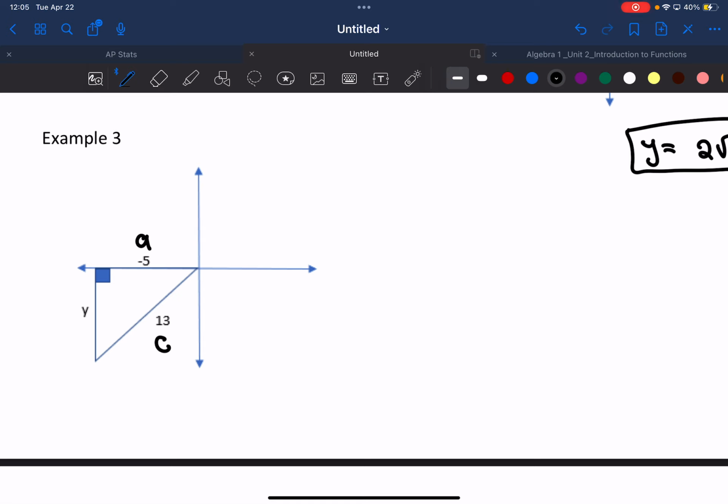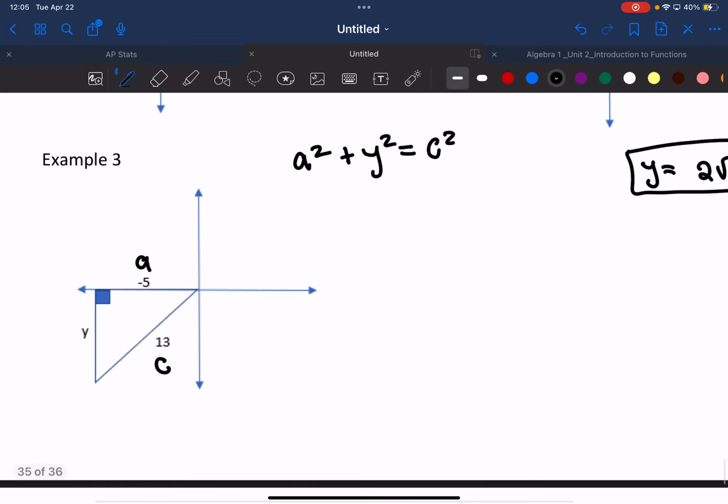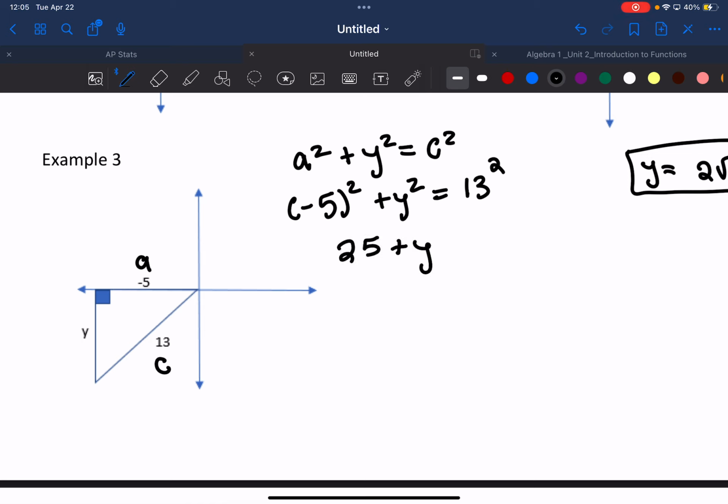Y. So this is going to be A squared plus Y squared equals C squared. I'm using the variable they already gave us. So A is -5, so this is -5 squared plus Y squared, I don't know the other leg, is equal to 13 squared. Well, what's -5 squared? 25, so 25 plus Y squared is equal to, what's 13 squared?